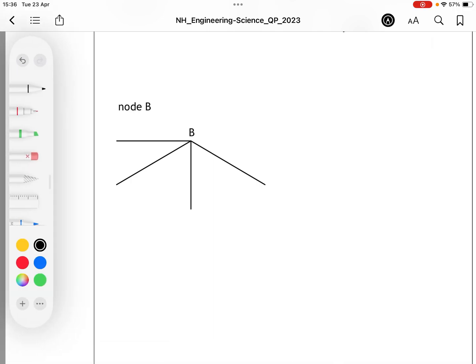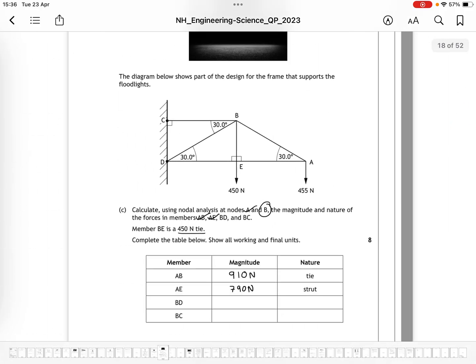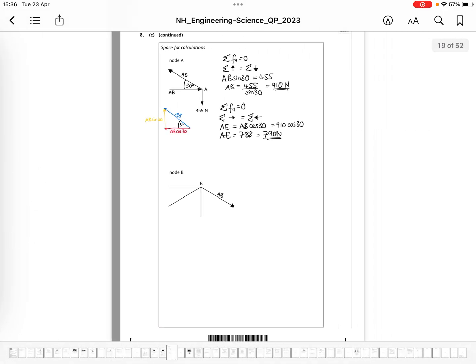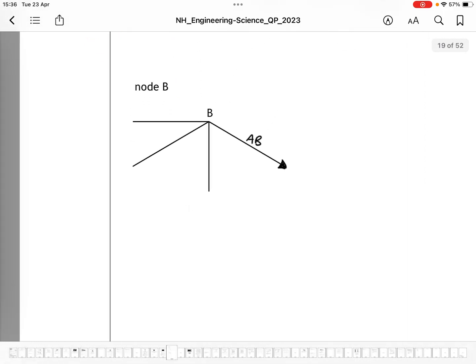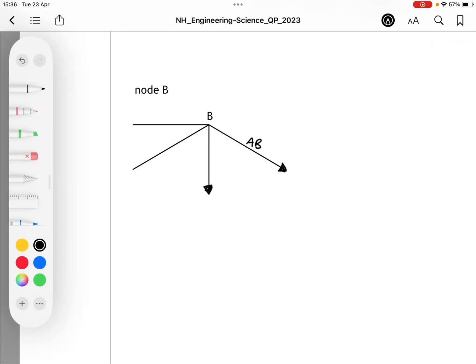I know already that AB is a tie, so I know that that is going to be coming this way. I'm told that BE is, I'm pretty sure it was a tie. Yeah, BE is a 450 newton tie, so I can pop that straight onto my diagram as well. Sorry for the flicking backwards and forwards here, folks. So that's BE. Now I need to work out BD and BC.